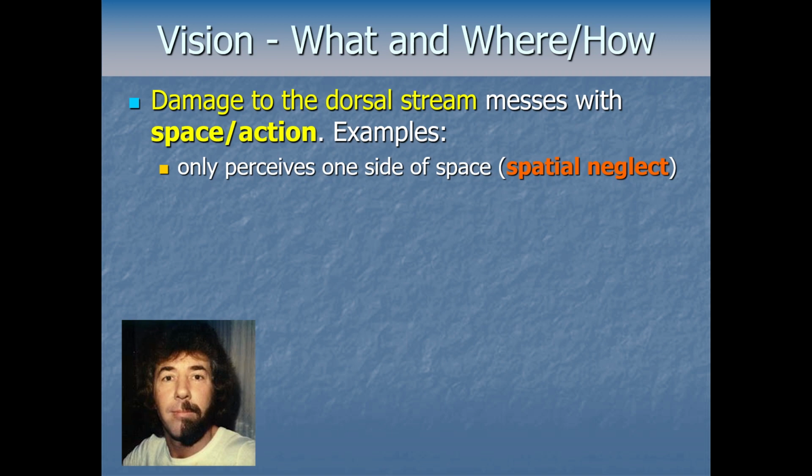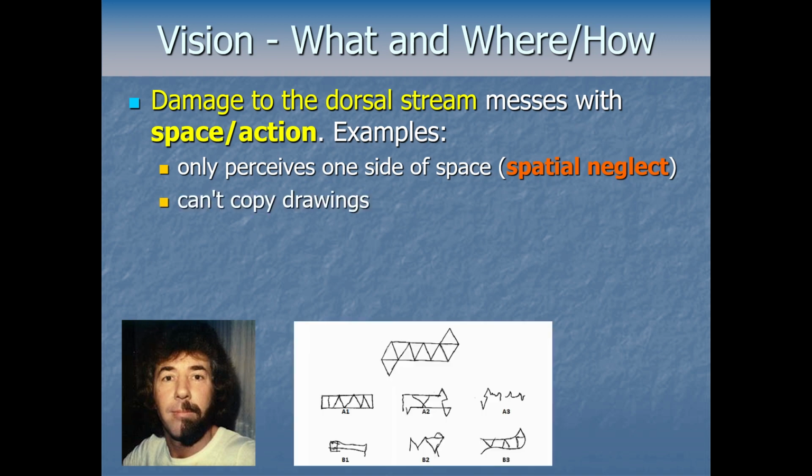You're neglecting part of space. You're not able to sort of use vision to process that side of space. There's a different condition, where a different part of the dorsal stream gets damaged. People can't even copy drawings, so they can't even put together things into the spatial relationships between them.